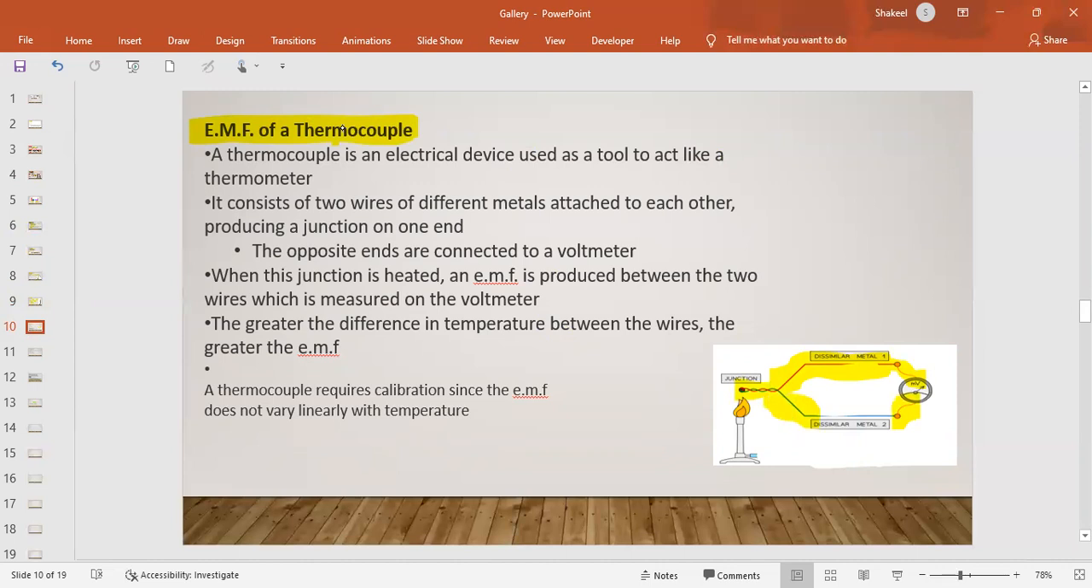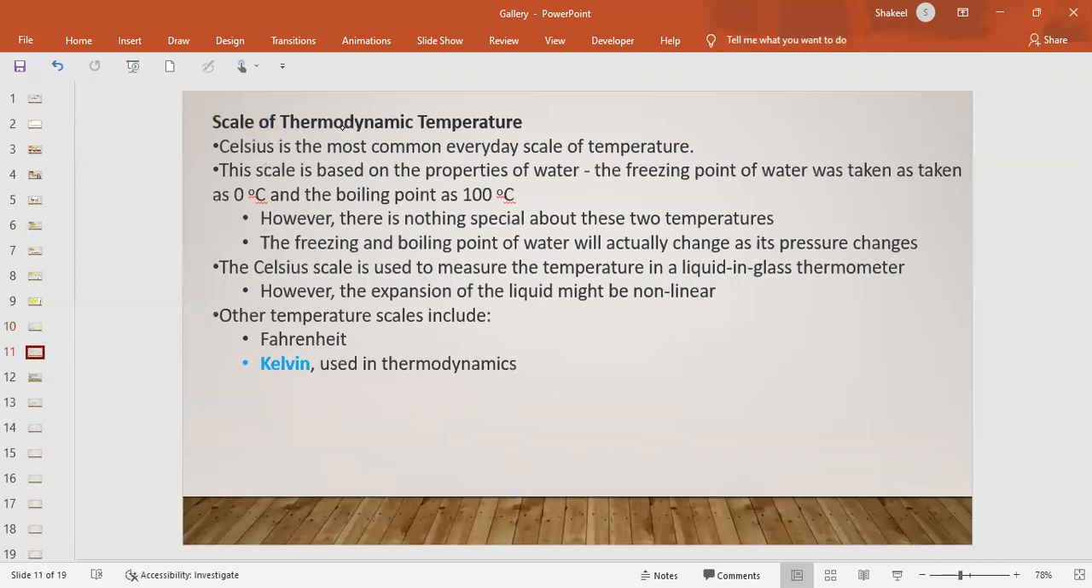The voltmeter end is placed at a known temperature, and the other junction is placed at the spot where you have to measure the temperature. Then the voltmeter will show you some reading, and that reading is known as EMF. So you need to calibrate the voltmeter into temperature if you want to use this. This thermometer is relatively quick. It's more sensitive and more responsive, because you can measure rapidly changing temperature through it as well.